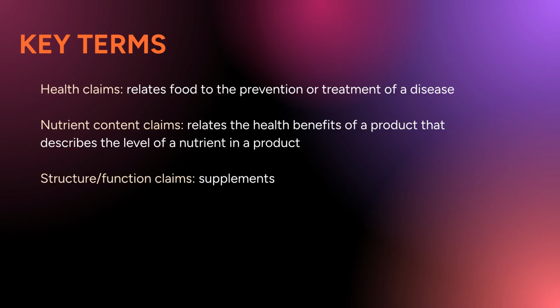Next up, food labels. You don't need to overthink this. Health claims connect a food to disease prevention. Nutrient content claims describe how much of a nutrient is in a product, like low fat or high protein. And structure/function claims usually apply to supplements, and they are not FDA approved in the same way.